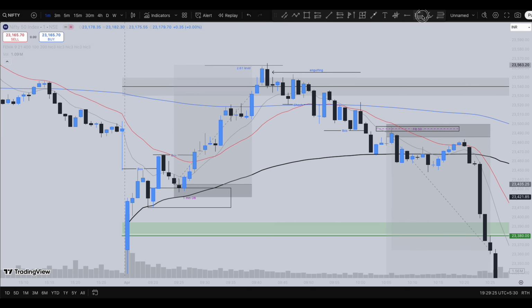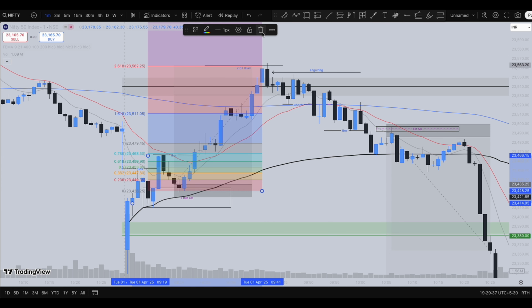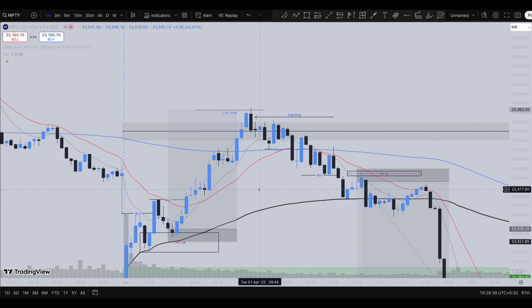And if you try to plot the fib extension levels of this level, the common point between this, to the common point between this, to the common point between this, you could have targeted the 2.6 level. This is where you could have easily targeted.